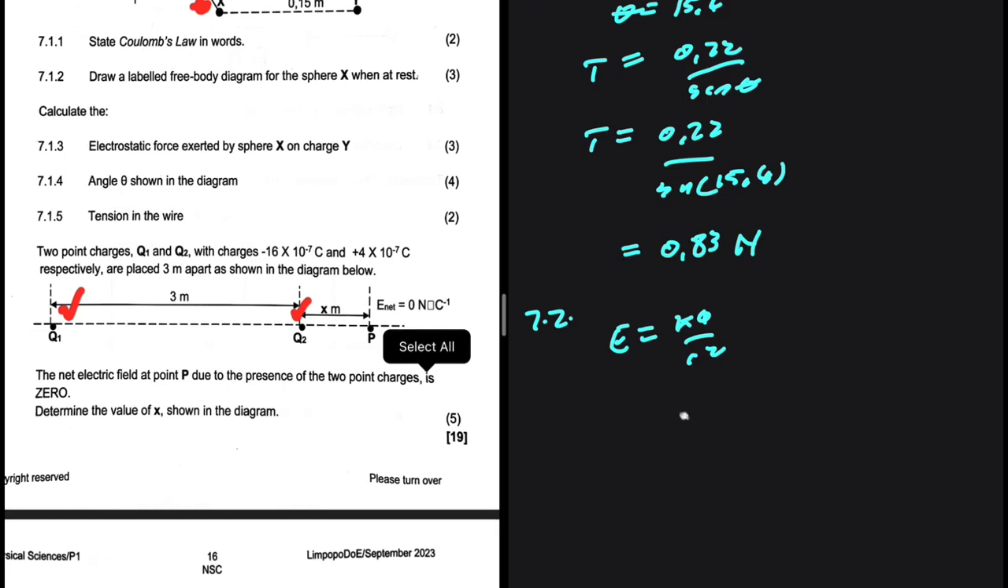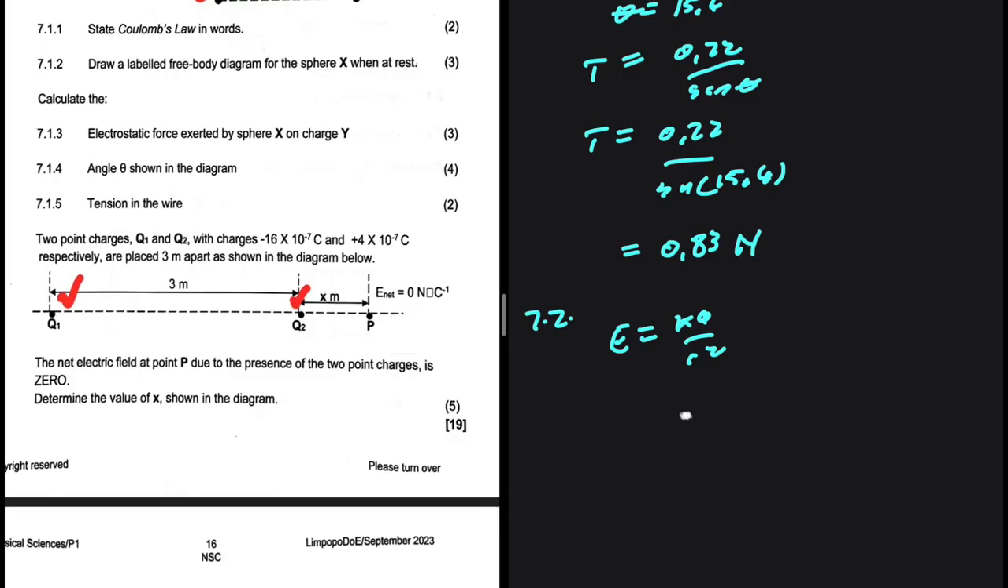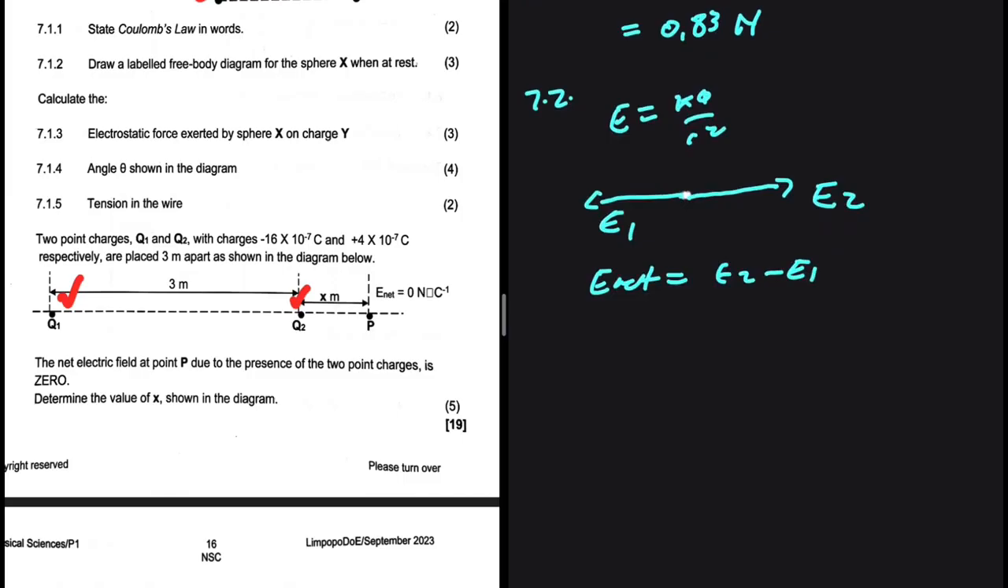We will assume that at point P, there's a positive charge. So Q2 is positive. So it means that Q2 is pushing a charge at point P away. So let's call this E2, as it is an electric field due to charge Q2. And at Q1, we have a negative charge. If we are assuming that P is positive, then we're going to have E1 in that direction. So E net will be equal to E2 minus E1. We know that E net is 0. So basically, E1 is equal to E2.